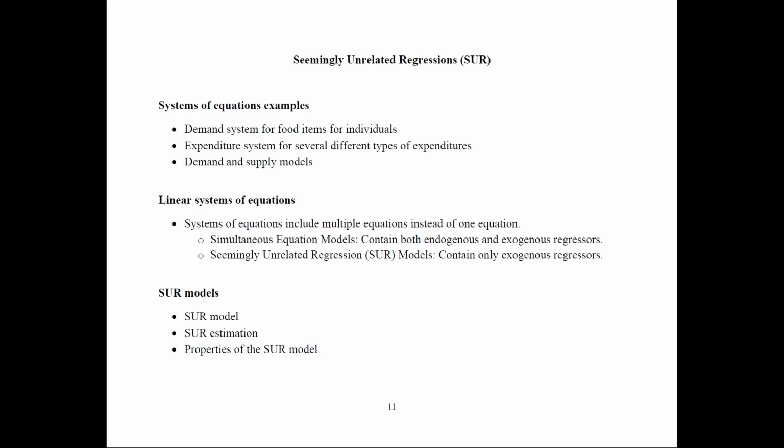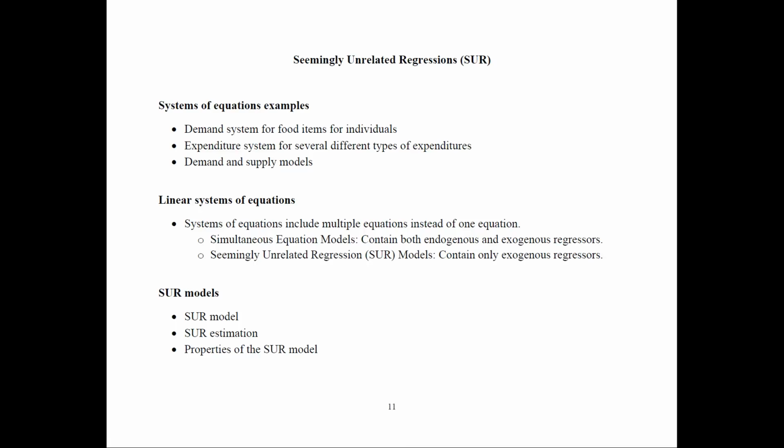In this case, we have a demand system for food items for individuals, such as meat, vegetables, fruits, and so on. We can have expenditure systems for several different types of expenditures, such as housing, education, entertainment, and so on. And we can have demand and supply models.